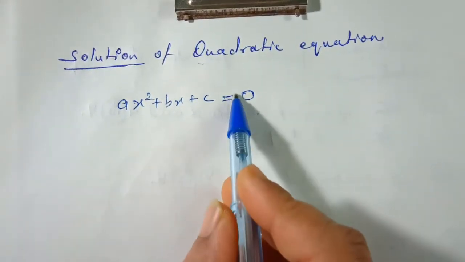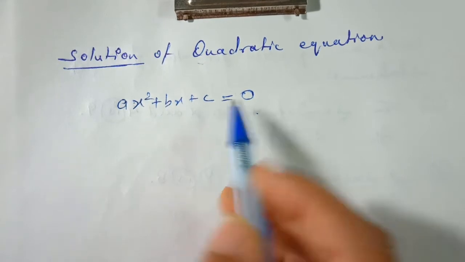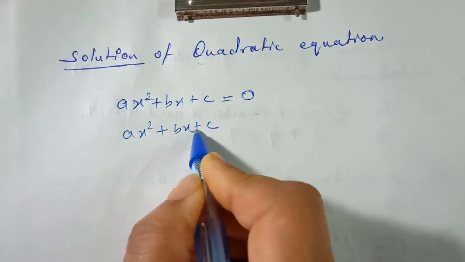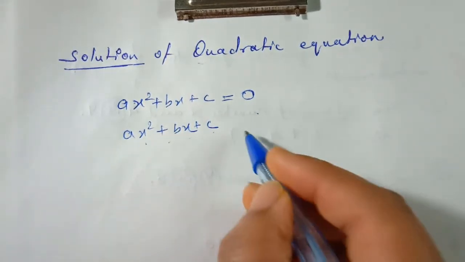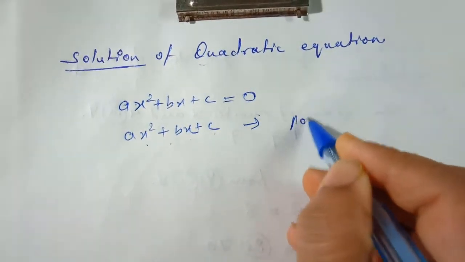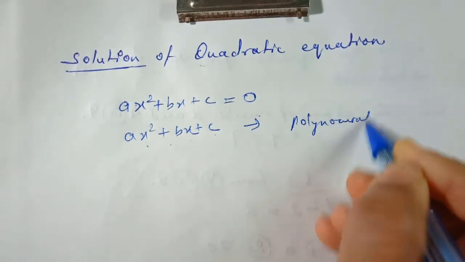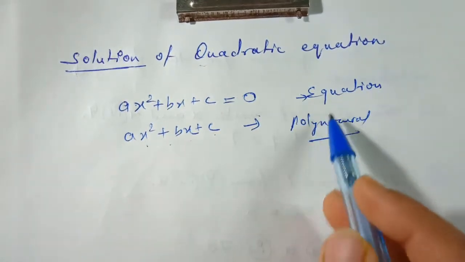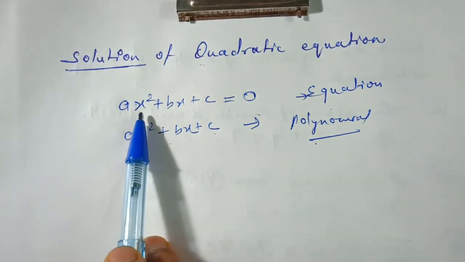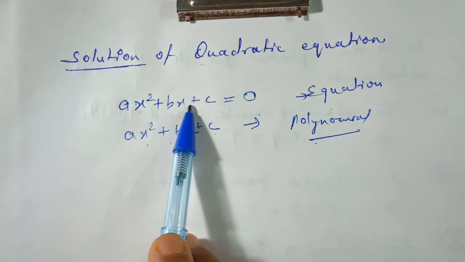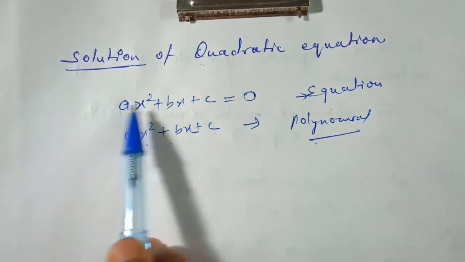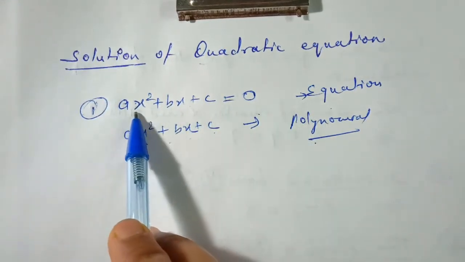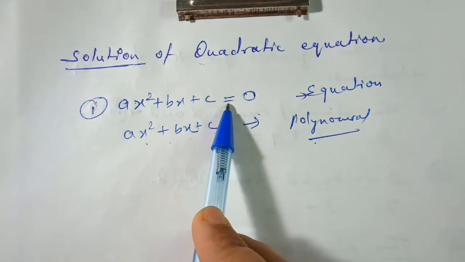ax² + bx + c = 0. This is the equation because it has the symbol of equality. If we ignore the symbol and write it like this, ax² + bx + c, then this is called a polynomial, a quadratic polynomial, and the one that we have written above is called a quadratic equation. If we find the value of the variable in the first case, that is the equation, then it is called its solution.